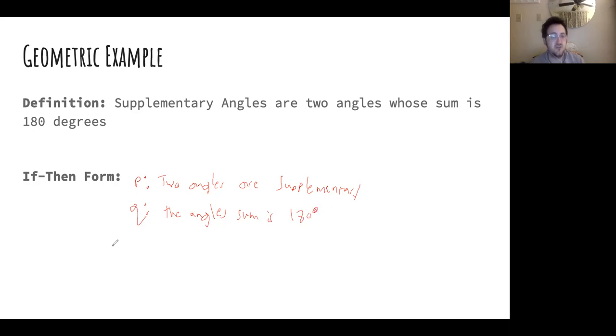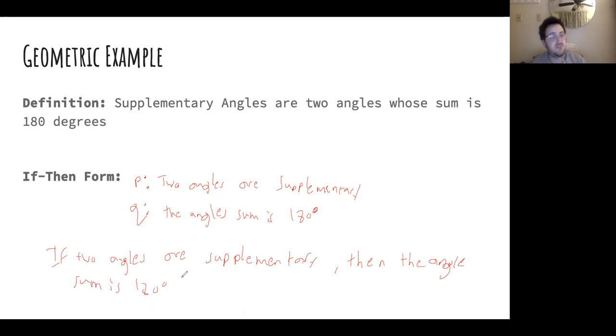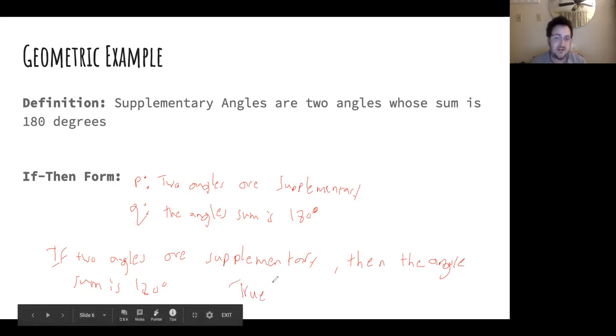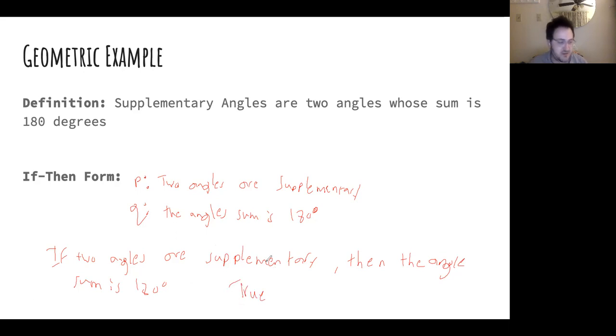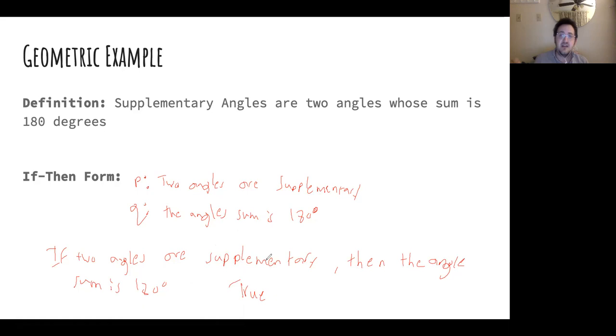And I'm just going to make that shorthand. So now I can write it in if-then form. So if two angles are supplementary, then the angle sum is 180 degrees. And obviously, that's true, because when we were taking our test last week, doing the Delta Math about supplementary and complementary, when you see the word supplementary, you want to make sure that you are adding those angles to 180 degrees.